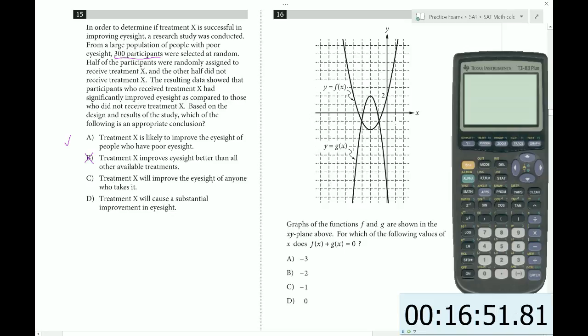Treatment X will improve the eyesight of anyone who takes it. Again, way too strong. Treatment X will cause a substantial improvement in eyesight. We don't know if the change is substantial, just that it exists. So A is the best choice.